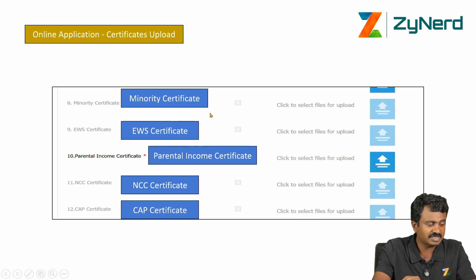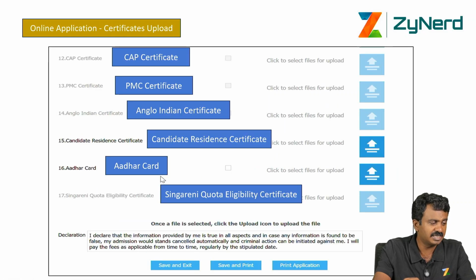Minority, EWS, if it is applicable, it will be highlighted. You will have to add it. Parental income certificate if you're looking for fee concession, etc. NCC, children of armed personnel certificates, PMC certificate, police martyrs' children, and Anglo-Indian candidate residence certificate. If you are claiming through residence, you will have to update it, and the Aadhaar card and Singareni quota certificates.